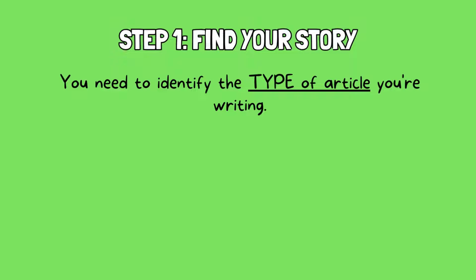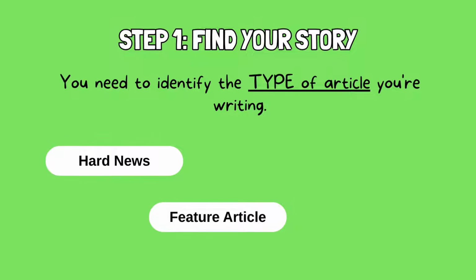Step 1. Find your story. First things first, what's your story about? You need to identify the type of article you're writing. Is it hard news, a report on a recent event like a school board meeting or a sports game? Is it a feature article, an in-depth look at a person or issue? Or is it an opinion piece where you share your viewpoint?